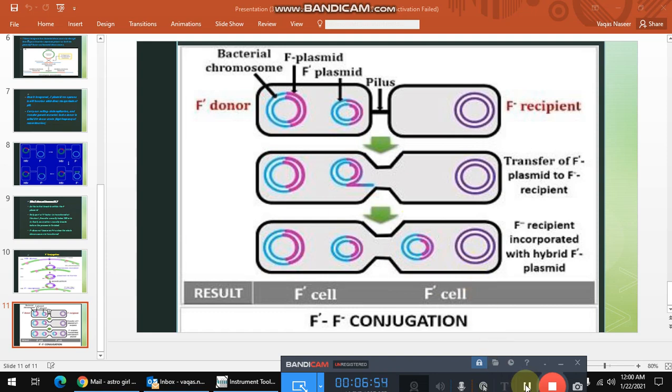Friends, F prime conjugation is very important because first of all, it shows a partial diploid behavior. So we can assess whether the allele carried by the plasmid is dominant or recessive to the chromosomal gene. Secondly, it is very useful in mapping the chromosome. Since if two genes are picked up by an F prime factor, they must be neighbors.